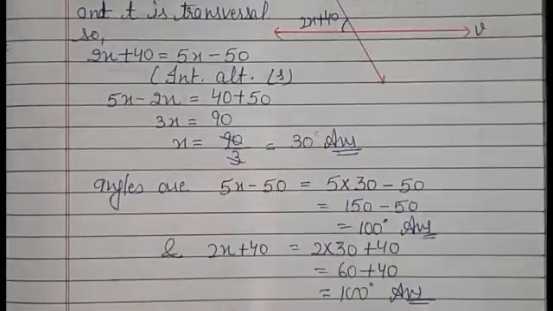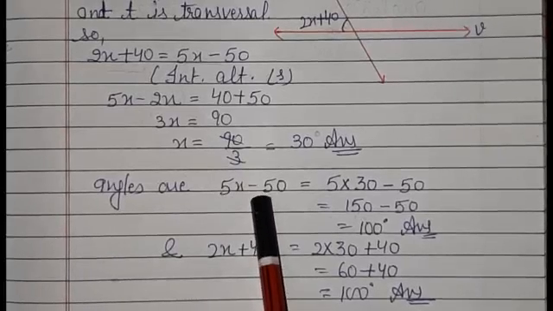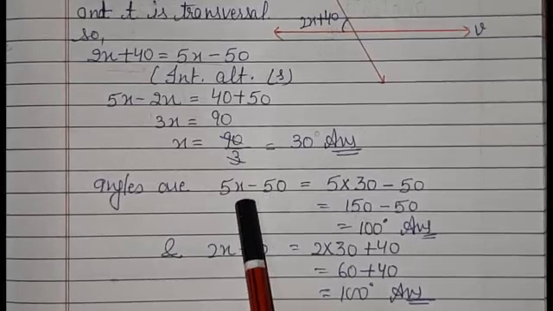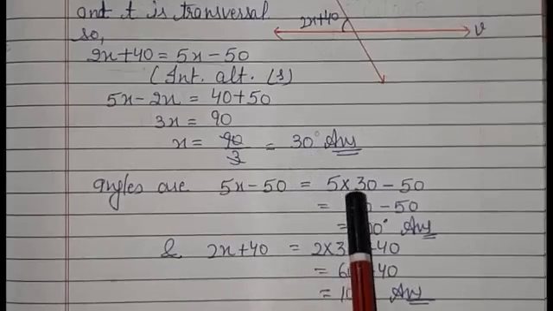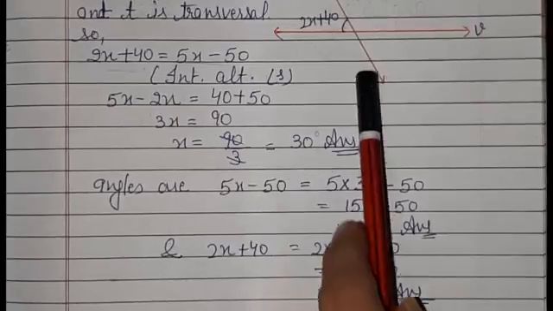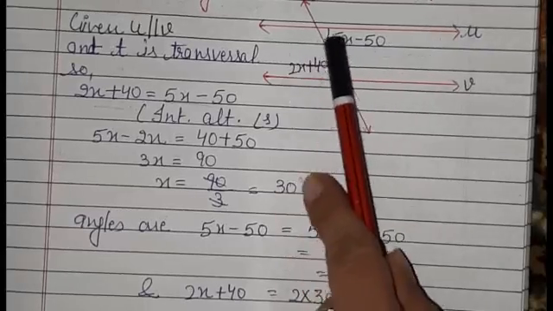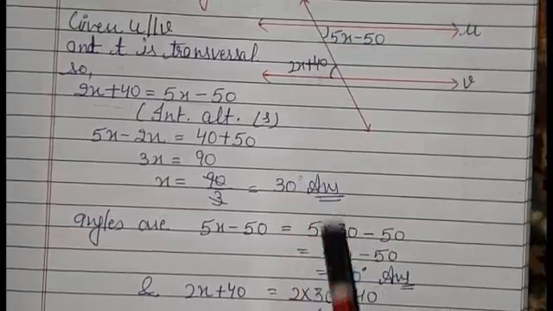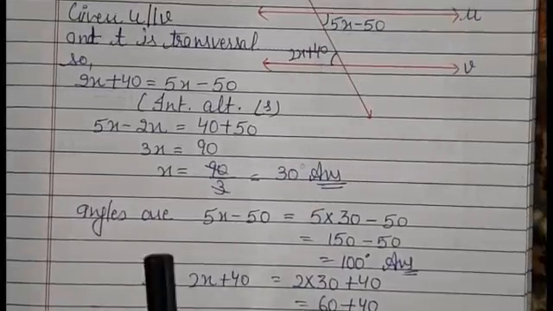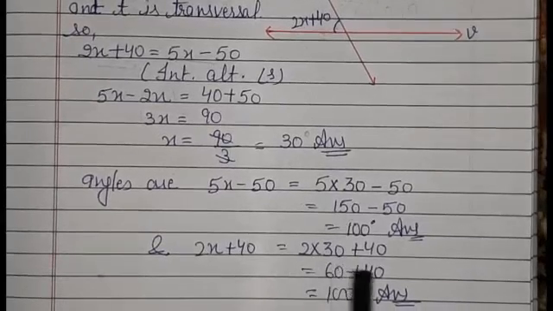Now we have to calculate angles. Angles are first angle 5x minus 50. Instead of x, put value of x as 30. When we will solve, it will come 100 degree. These two angles are equal. So that means 2x plus 40 is equal to 100 degree also. Or we can calculate by putting value of x as 30 degree. When we will solve, 100 degree will come.